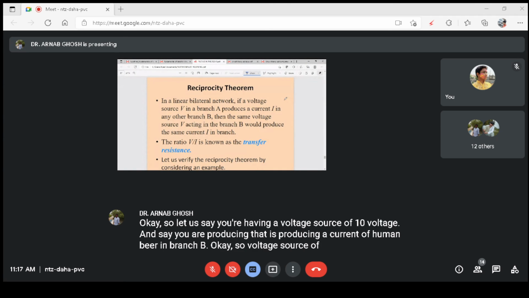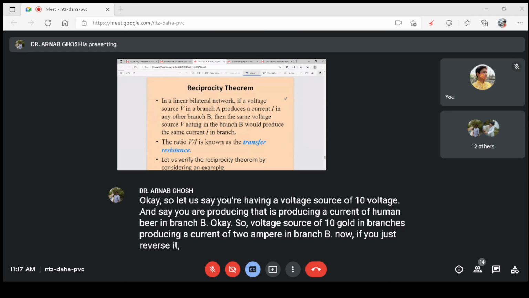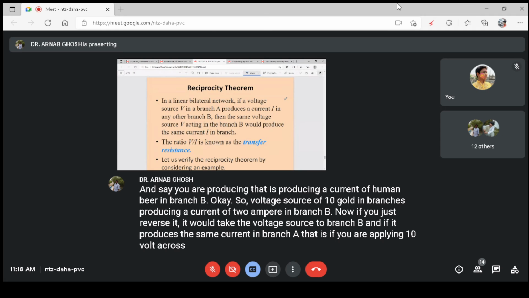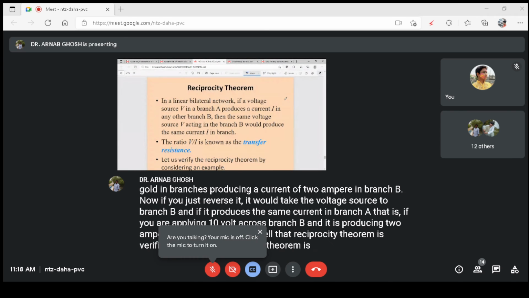10 volt in branch A is producing a current of 2 ampere in branch B. Now, if you just reverse it, if you take the voltage, it produces the same current in branch A, that is, if you are applying 10 volt across branch B and it is producing 2 ampere across branch A, reciprocity theorem is verified. We tell that reciprocity theorem is verified.